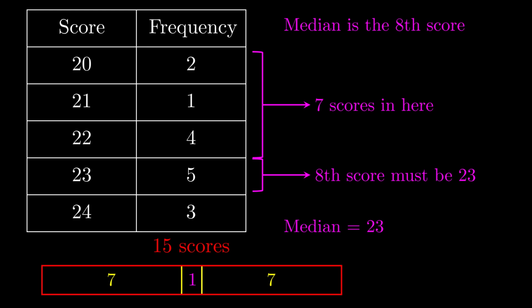So that's how you can make your way around these frequency tables. You want to look at the total number of scores, locate the median, and then count down the frequency column until you find the one you need. Hopefully that's ringing some bells about the mean and median and mode and range and these tables.